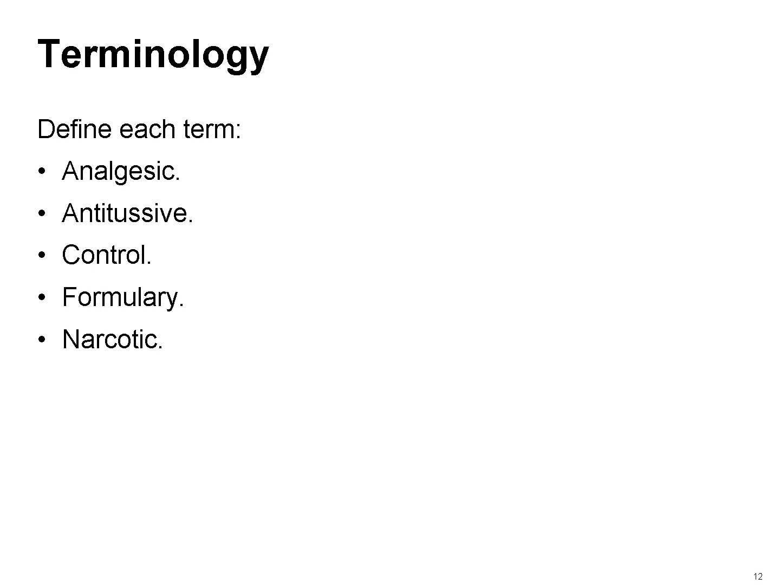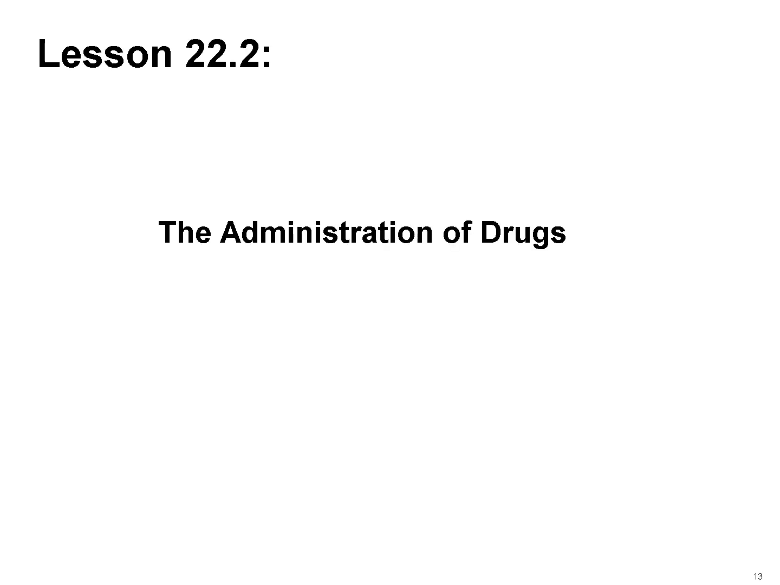Here are some key terms. Analgesic: a substance that reduces the sensation of pain, providing relief for conditions ranging from minor headaches to severe injuries. Antitussive: a remedy specifically designed to suppress coughing, commonly used in medications for colds and respiratory illnesses. Control refers to the regulation or correction of drug distribution and usage, ensuring medications are prescribed and dispensed safely. Formulary: an official list of drugs approved for use by a hospital or a group of physicians, streamlining the selection of effective and safe treatments. Narcotic: a drug derived from opium or a synthetic drug with similar effects, often used to manage severe pain but with potential for abuse. Let's discuss the administration of drugs.